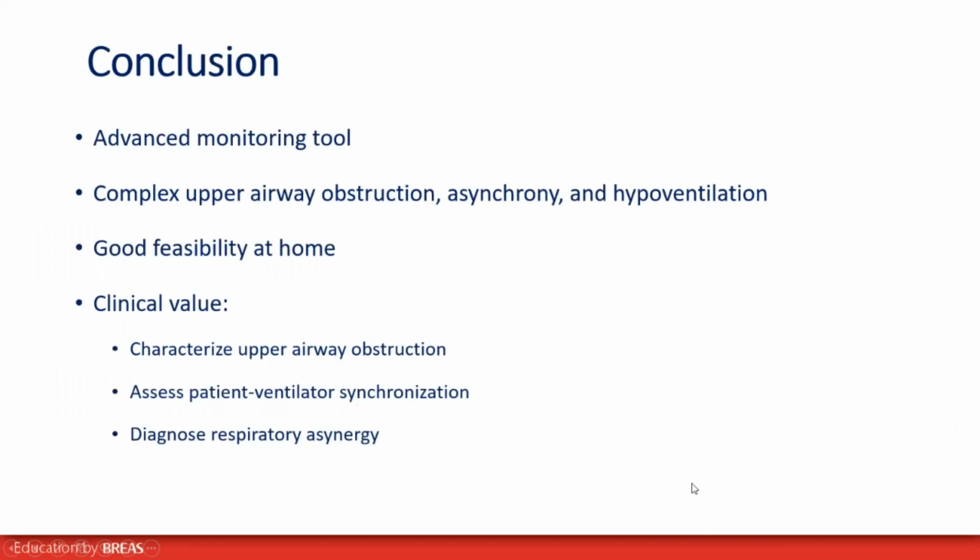So my conclusion is that polygraphy is an advanced monitoring tool, maybe not for every patient, but as a second-line monitoring tool. We can use it in case of complex upper airway obstruction, asynchrony, and persistent hypoventilation. There is a good feasibility to do it at home. We don't have to ask the patient to sleep in the hospital to do this. And the clinical value is mainly to characterize the upper airway obstruction, to assess patient ventilator synchrony, and to diagnose the respiratory asynergy. I thank you for your attention.